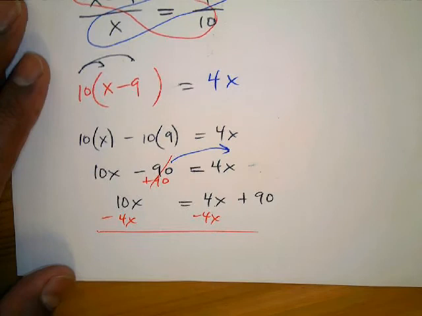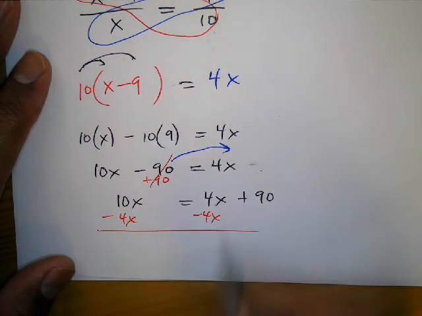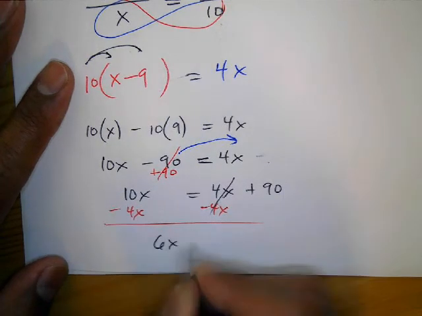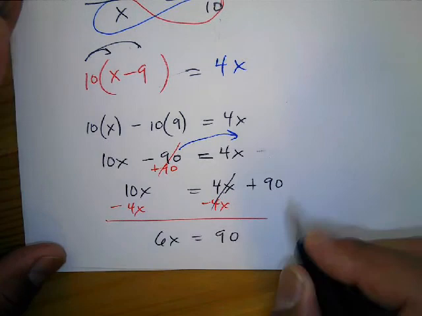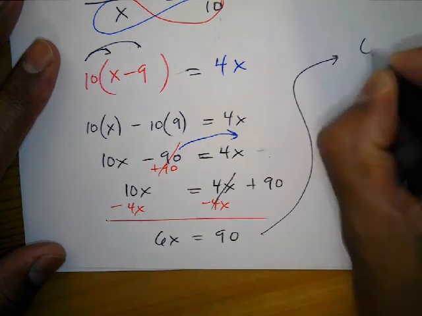Now I want to move this over here. So you can do minus 4x on both sides. There's a couple of ways to solve it. I happen to just start with this. So that's going to be 10 take away 4. That's 6x equals 90.